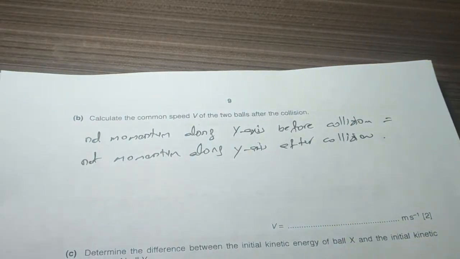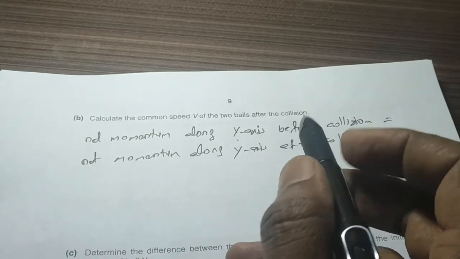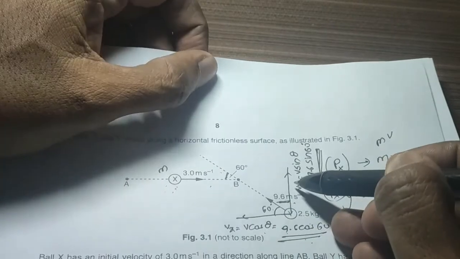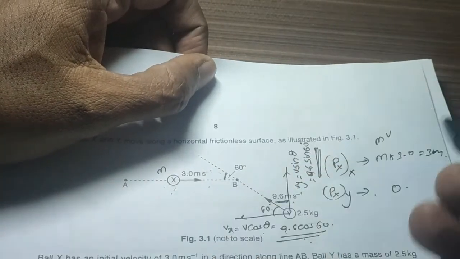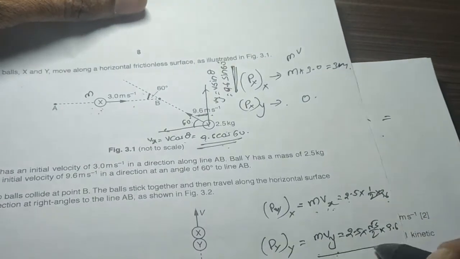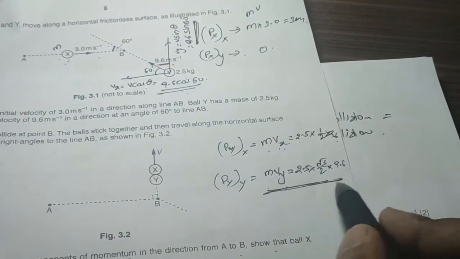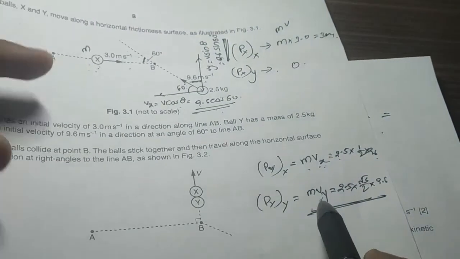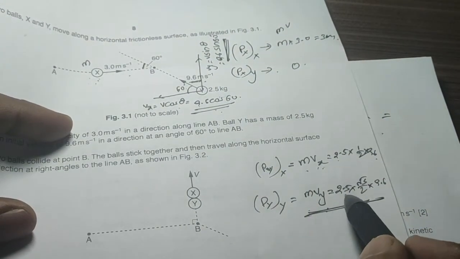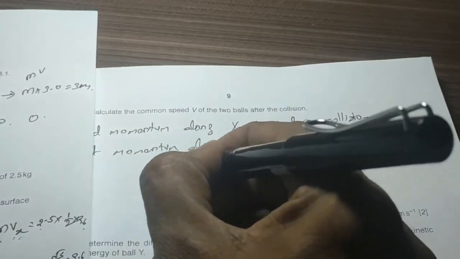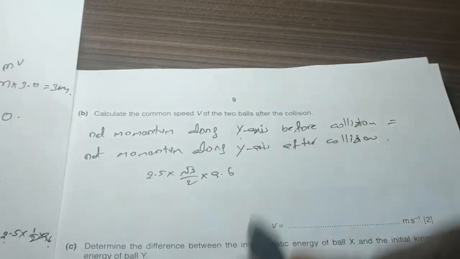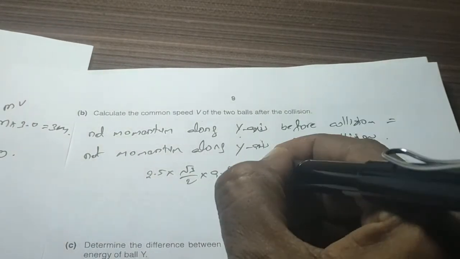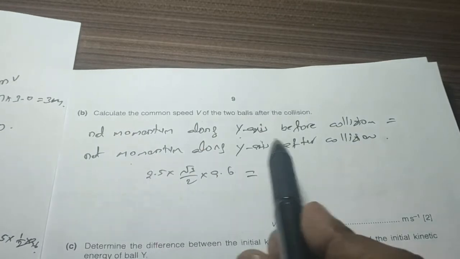So what is the net momentum along the y-axis before collision? Only Y has a momentum in the y direction before collision. X has none. So how much is that? It is 2.5 times, we just calculated that, so that came in handy now. 2.5 times root 3 over 2 times 9.6 is the net momentum along the y-axis before collision, and it should be equal to the net momentum along the y-axis after collision.